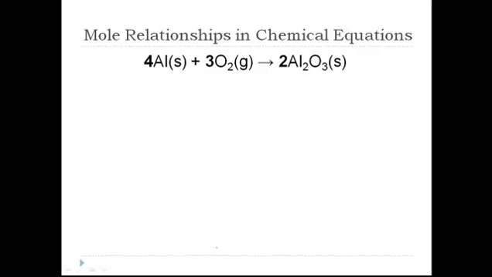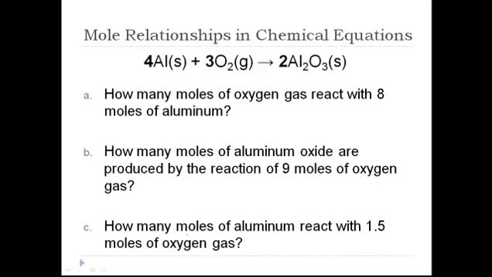So we're going to look at the same equation again, but this time, what if they don't give us the exact coefficients that are given in the balanced equation? For example, in letter A, how many moles of oxygen gas react with 8 moles of aluminum? This time, we have 8 moles of aluminum. I want you to see that they give us a number that's exactly twice as much as the coefficient. So we're going to go over to oxygen, which they ask about, and it's exactly twice as much, so it must be 6.